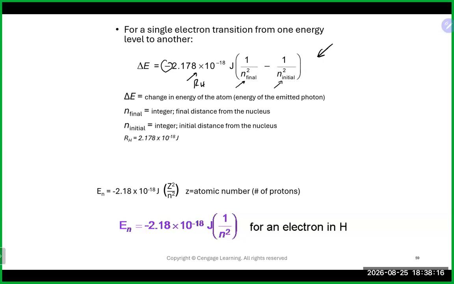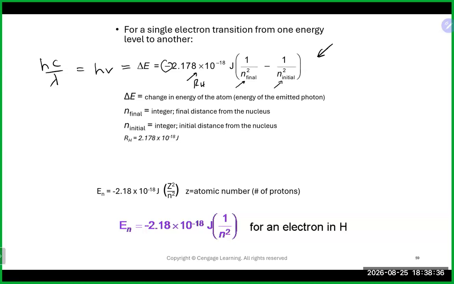Now, this energy here is the same energy that we saw earlier, and that's also equal to h times the frequency like we saw earlier, and that is also equal to hc divided by the wavelength. So all those equations do tie into that energy change, and it works the same way.